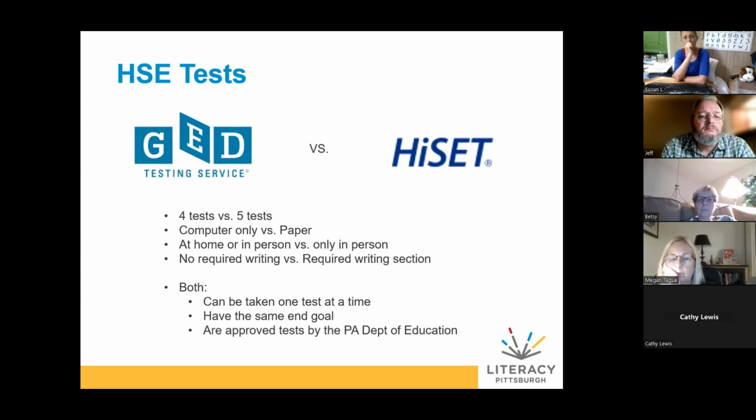And the reason why most of our students end up taking the GED is that there's no required writing. For the reading test for the GED, there is an essay section, but you can easily pass the reading test without writing anything for the essay. And if they write something, it doesn't count against them. Well, with the HiSET, there's a required writing section. So there's one more hurdle that they have to get over before they can get their diploma.